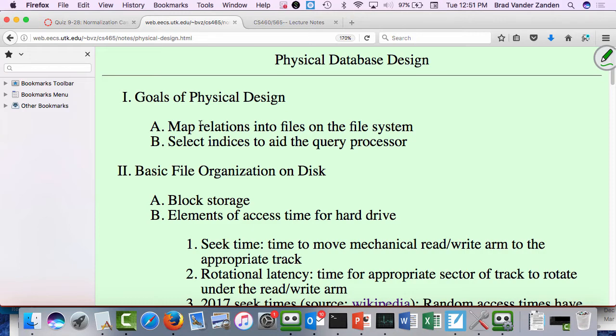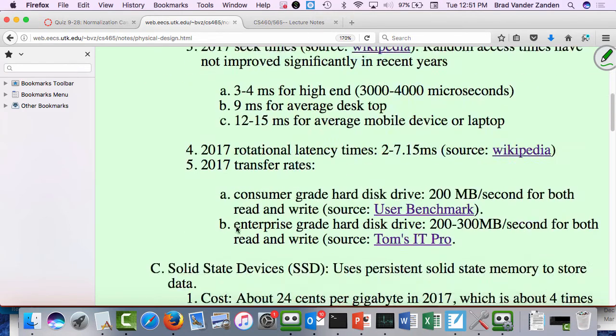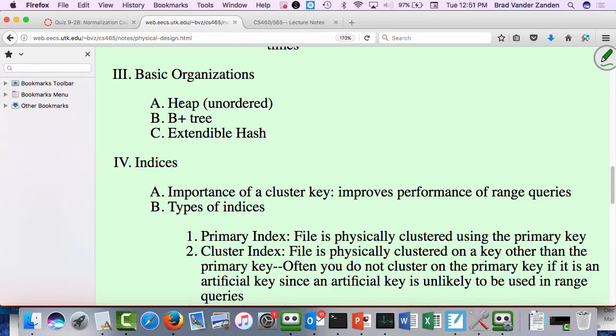There's 3 ways we can do that. We can use an unordered file, which is called a heap, and that is something that most of you are familiar with: text files. We can use something that is an adaptation of a binary search tree called a B+ tree. And we can use something that is an adaptation of a hash table called an extendable hash table.